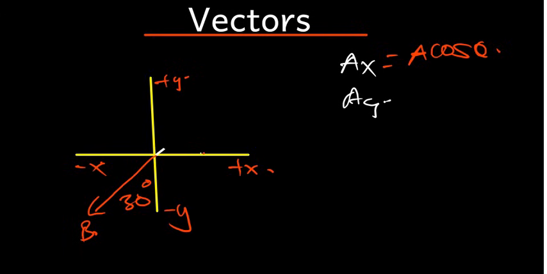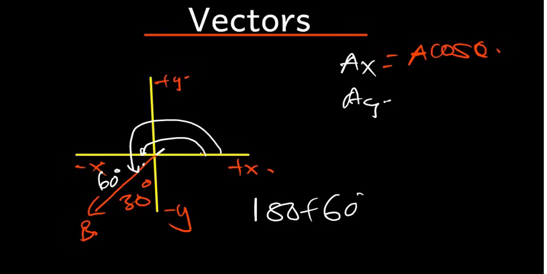Getting the angle from this point all the way until it touches this line, we know that from this point all the way to this line is 180. Then we know that from this point all the way to this point is 90. So we're going to say 90 minus 30, which is going to be 60, meaning this part is 60. So it's going to be 180 plus 60, which is 240. So the angle which we are going to use is going to be 240 degrees.